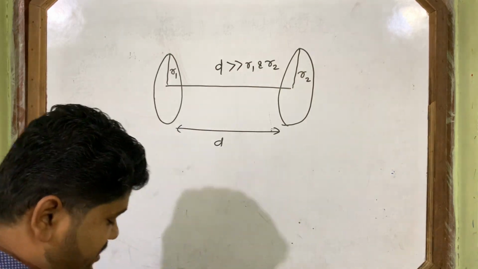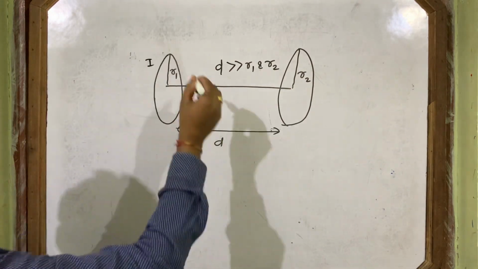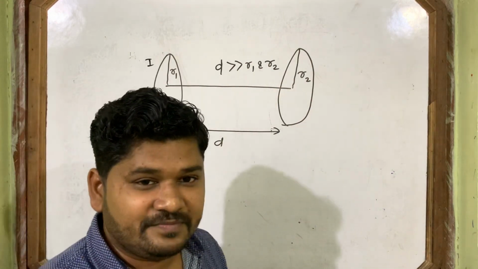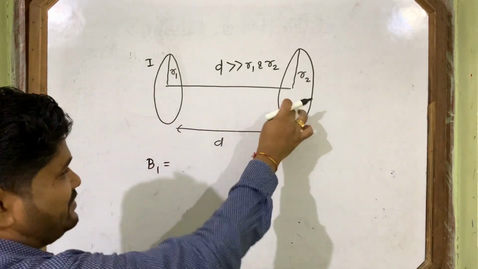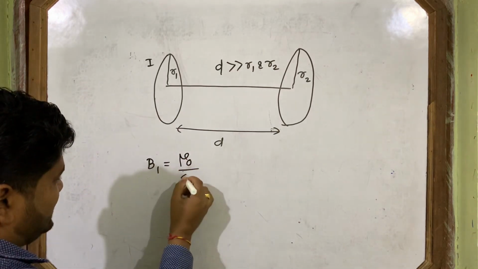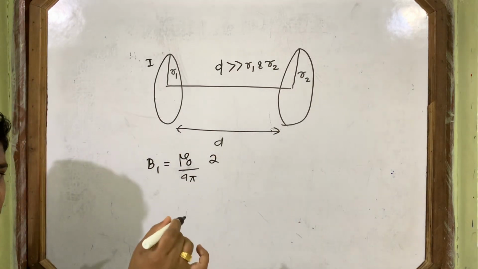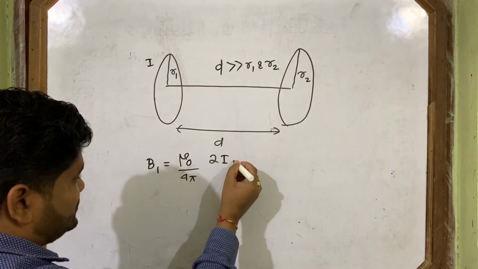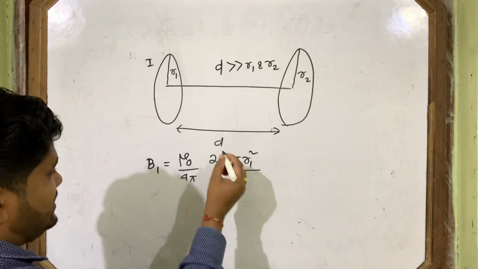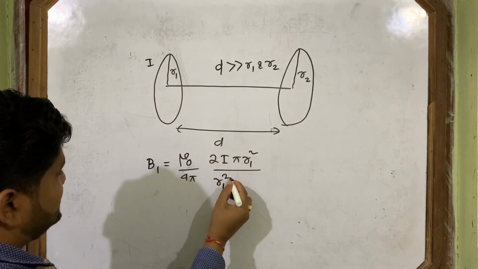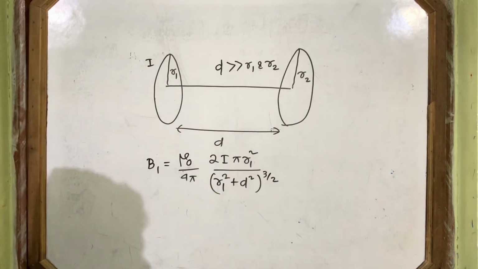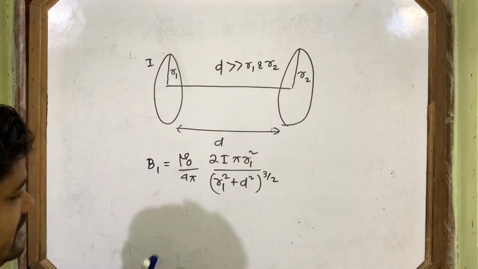Okay, so now provide current to the first coil. What is the magnetic field on the second coil? B1. Which formula will be used here? The magnetic field at any point on the axis, an application of Biot-Savart law: mu naught by 4 pi, 2 I, number of turns 1, pi R1 square, divided by R1 square plus D square to the power 3 by 2. That is radius square plus distance square to the power 3 by 2.